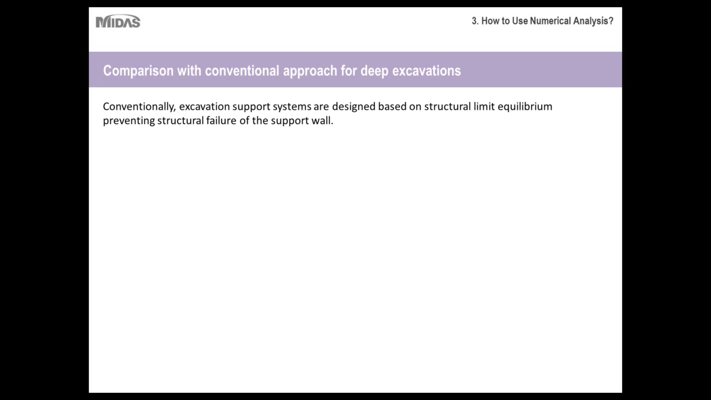Now let's compare our conventional approach for use in deep excavation. Conventionally, the excavation support systems are designed based on structural limit equilibrium that prevents structural failure of the support wall. As we saw in the previous chapters, engineers just determine the earth pressure and apply it onto the structural components of the supporting wall, and thus perform the structural design. This methodology works fine for shallow excavations, but for deep excavations there are certain problems. Let's see what the limitations are.